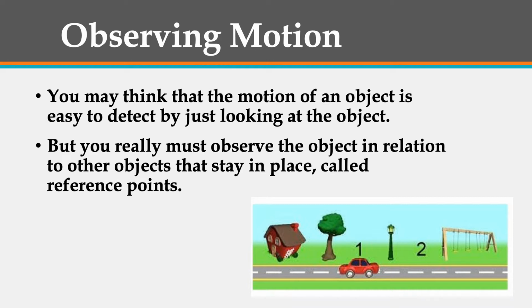So, to describe the motion of an object, you should relate the motion of this object with other objects that have fixed position. We call this a reference point. For example, here in the picture, we are comparing the movement of the car by the objects in fixed positions, or by how many reference points. Home is a reference point, tree, swing, light.